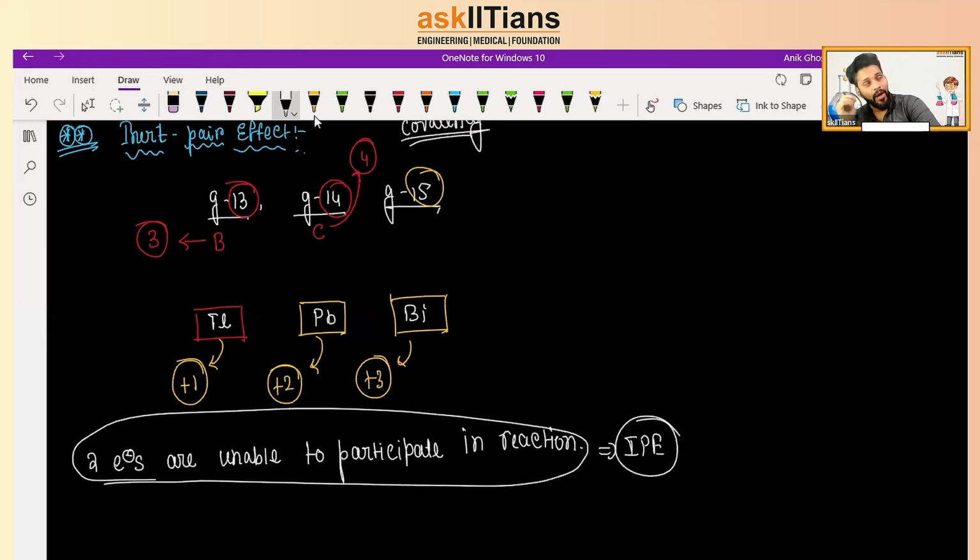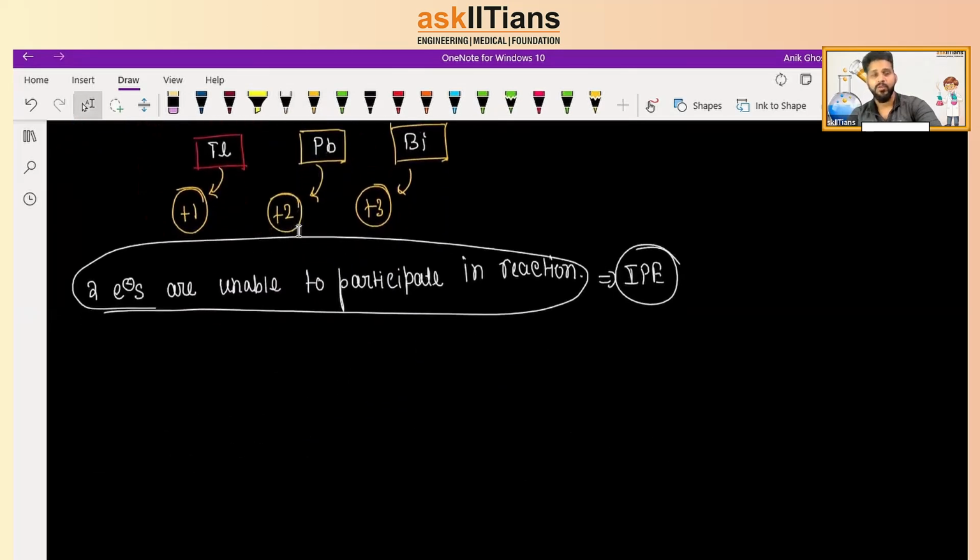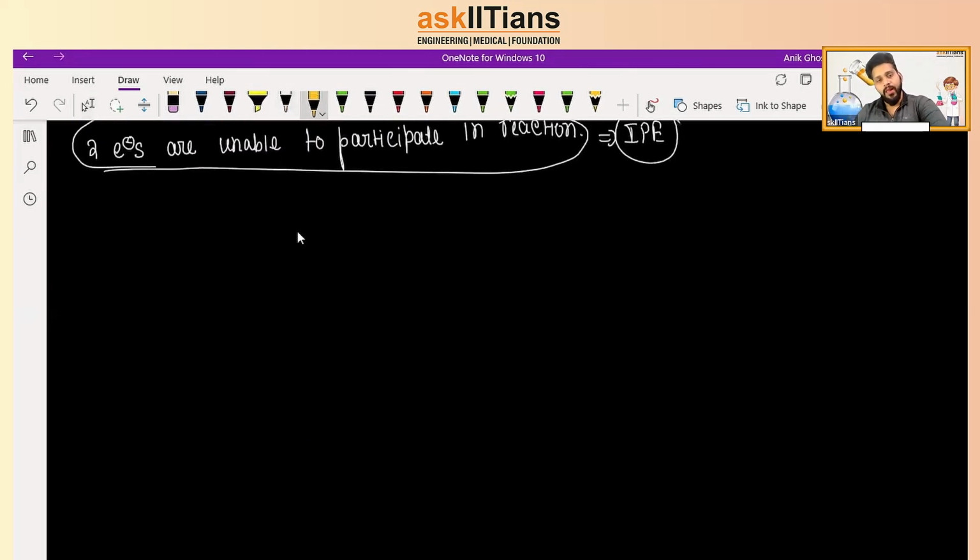Now the question is, guys, what is causing this inert pair effect? Why is the inert pair effect coming in the first place? If you feel like you know this inert pair effect, guys, you can definitely skip this part of the video. Okay. Now, the reason behind inert pair effect. So we have to start with the topic called shielding first.